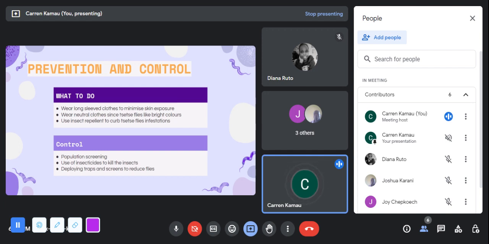And to control, there is population screening. Go and read more about it. Then we have the use of insecticides to kill the insects. And then the last one is to deploy traps and screens to reduce the flies.